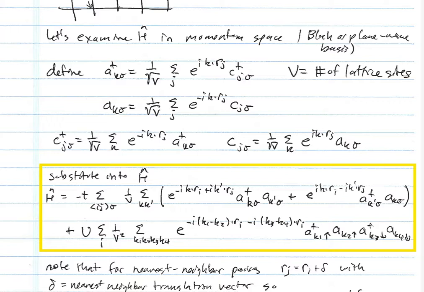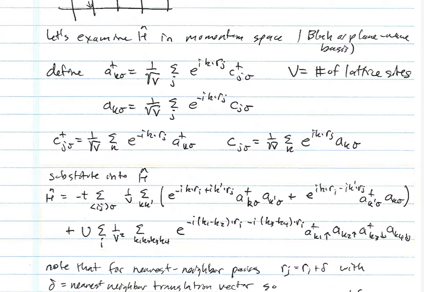And then the interaction term is plus U sum over i 1 over V squared, sum over k1, k2, k3, k4, e to the minus i (k1 minus k2) dot Ri minus i (k3 minus k4) dot Ri. The i index is the same for both of those terms. a dagger k1 up, a k2 up, a dagger k3 down, a k4 down.